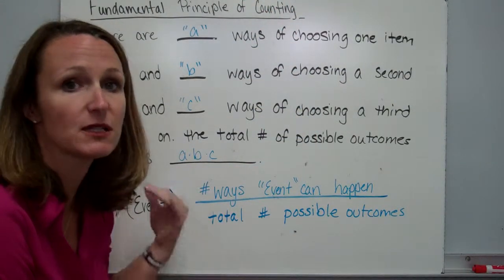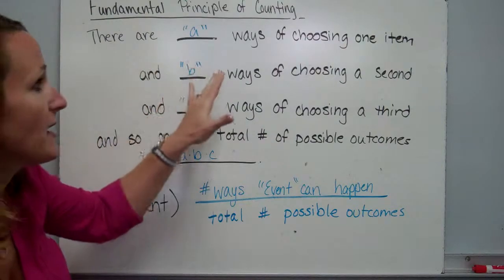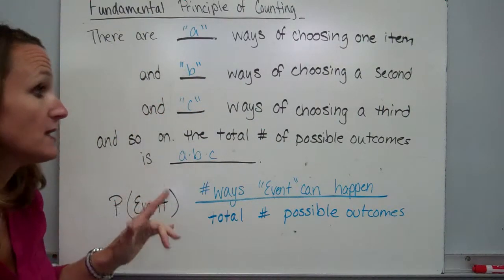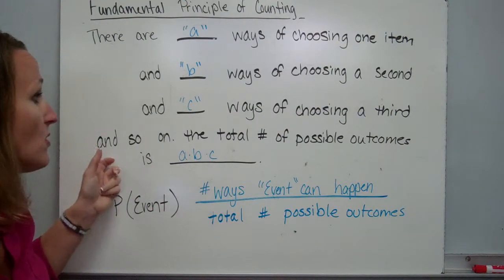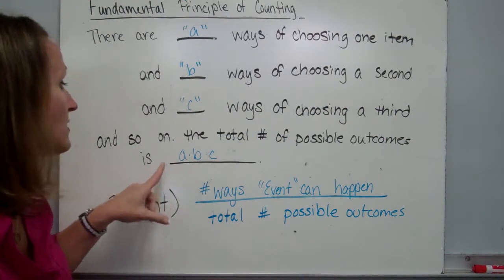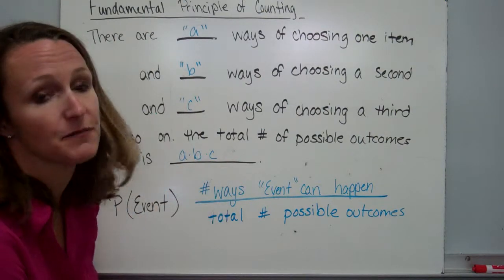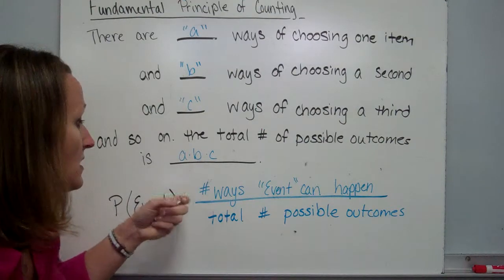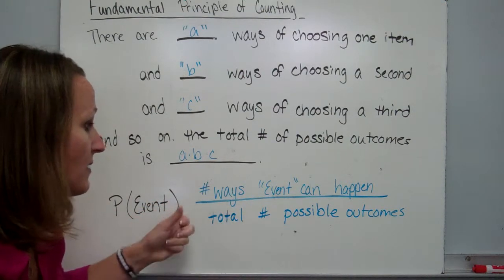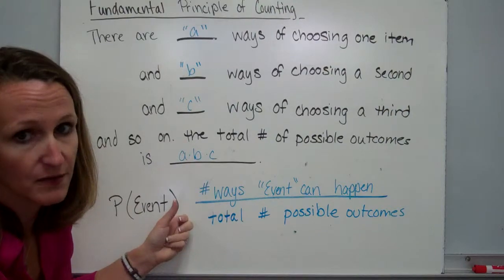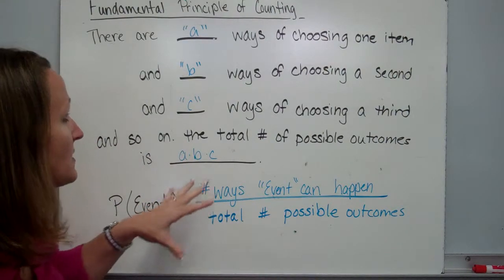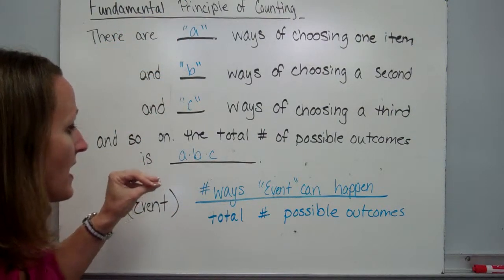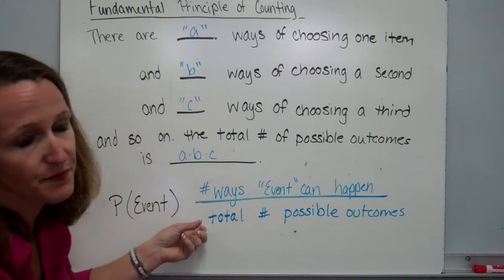So here's the basic rule that you follow. There are A ways of choosing one item, and B ways of choosing the second item, and C ways of choosing the third, and so on. Then the total number of possible outcomes is A times B times C. And then of course you can always find the probability of things, where the probability is the number of ways an event can happen over the total number of possible outcomes. So if I wanted to find just A ways of choosing something, we would find A over A times B times C.